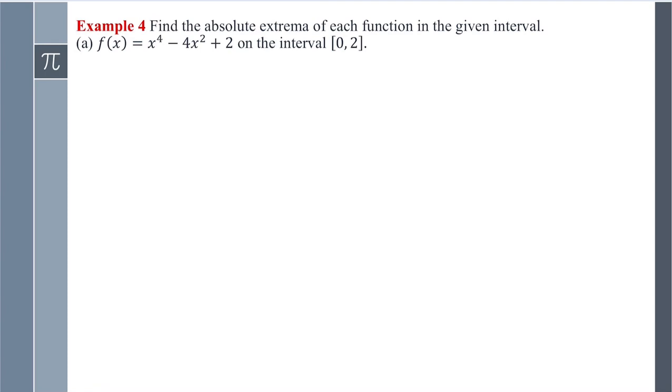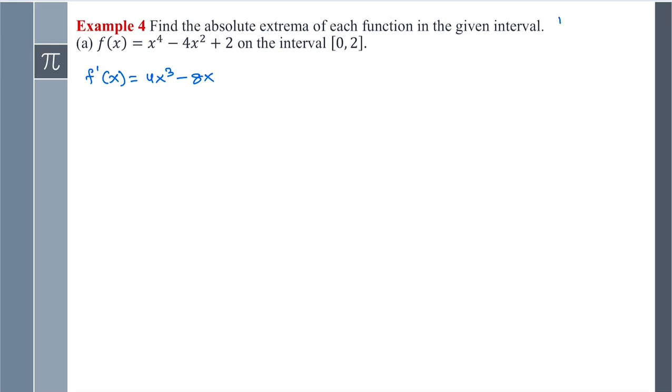Say it's a function. First we are going to find the critical numbers, so for that we need to find the derivative of the function. Let's go ahead and do that. The derivative of x to the fourth is 4x cubed, minus the derivative of 4x squared, which is 8x, plus the derivative of 2, which is 0. So that's the derivative. Now this is a polynomial function, so the derivative exists everywhere. So there's no point where the derivative does not exist.